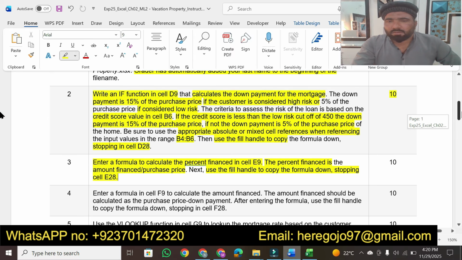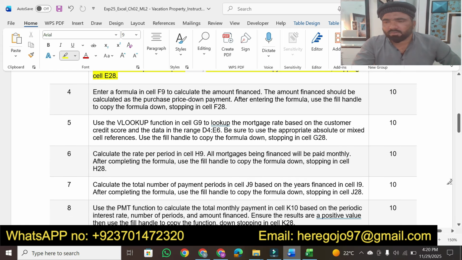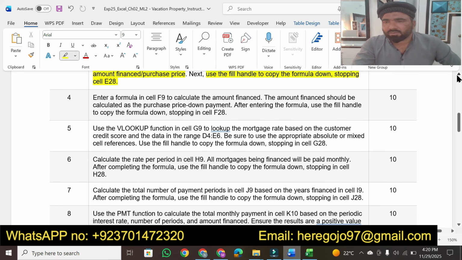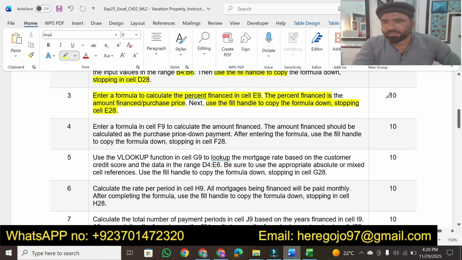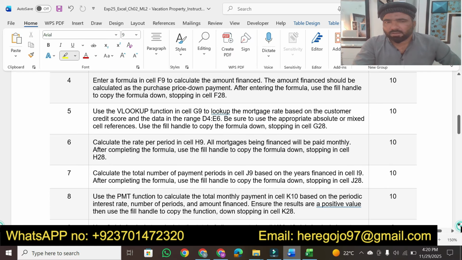Remember that we solved question number 2, then we solved question number 3. Now we are moving toward question number 4. Question number 3 also carries 10 marks, so it's not easy. It's not a small score, it's a greater one. So now we are moving toward question number 4.